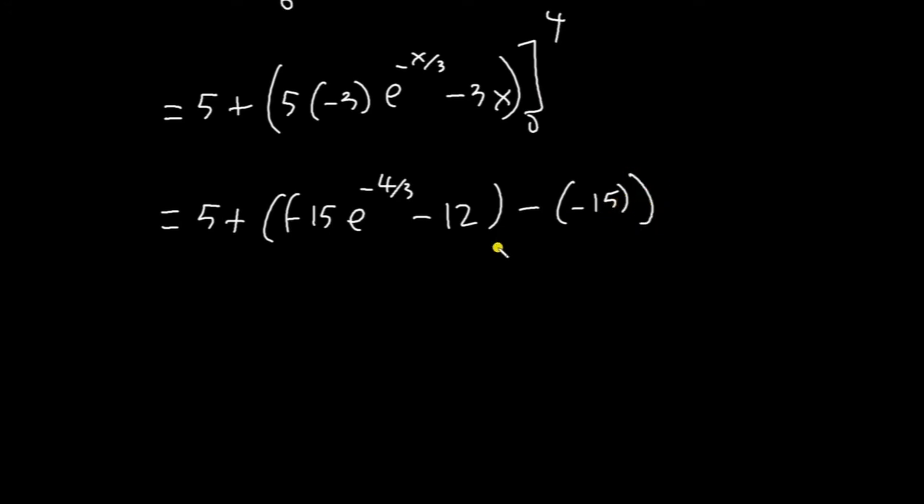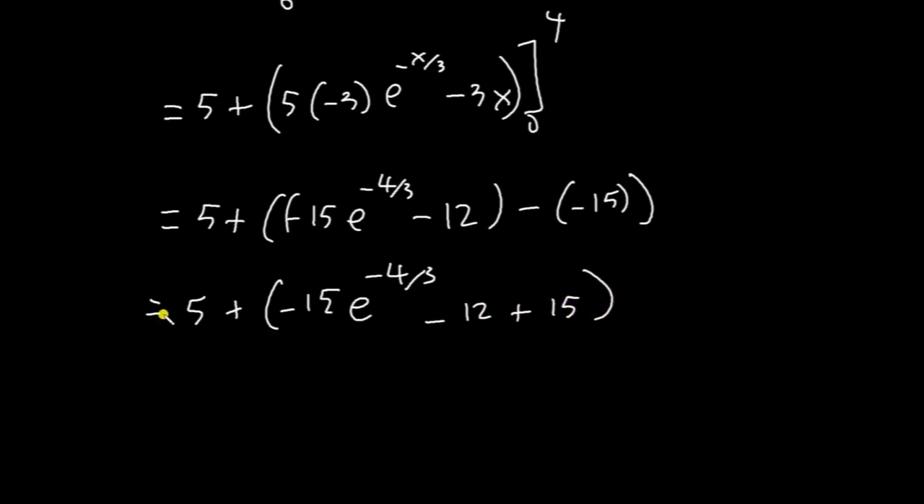Okay, so I'm just going to simplify just a tad. It's going to give us 5, it's really just for making it look a tiny bit nicer. Negative 15 e to the negative 4/3 minus 12 plus 15, and I think I'll call that a day.